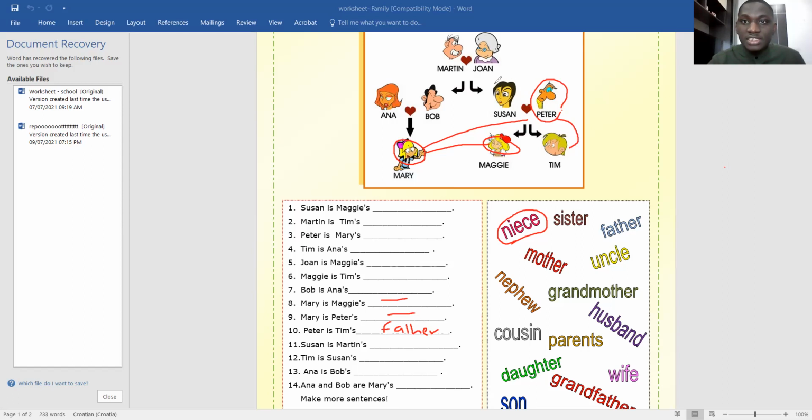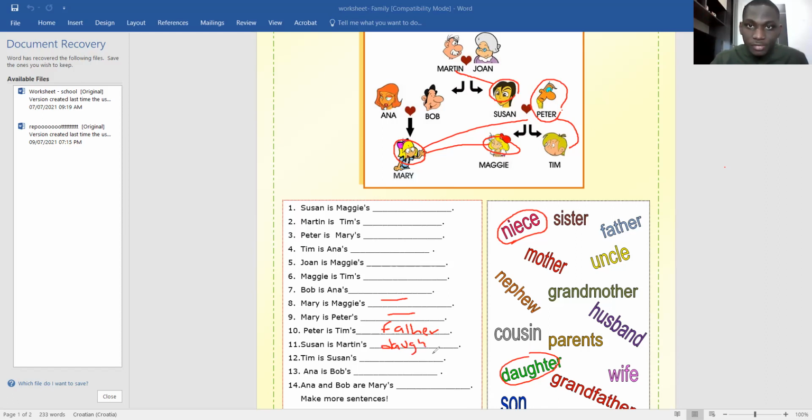Susan is Martin's what? This is Susan. Susan is Martin's daughter. Susan is Martin's daughter, right? You have to write it here. Here is daughter. You have to write daughter here. Right? Good.